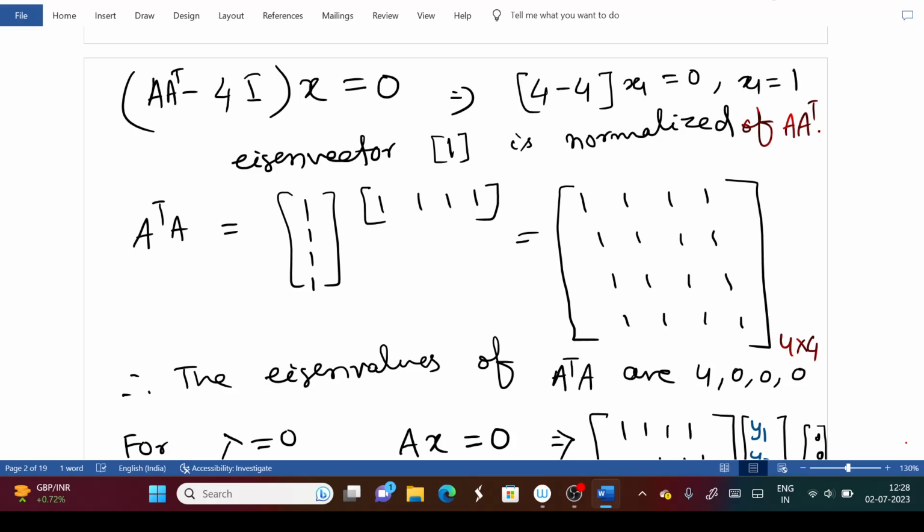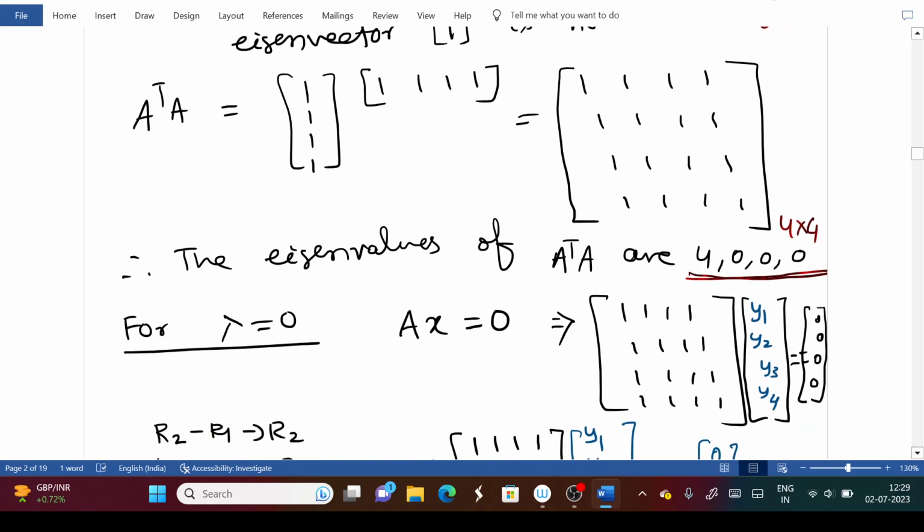Sum of all the diagonal elements, each is 1, that is 1 plus 1 plus 1 plus 1. So it is 4. So here we know that A transpose A and A A transpose share the same non-zero eigenvalues. So the eigenvalues of A transpose A are 4, the only non-zero eigenvalue, and the rest are all 0. So 4, 0, 0, 0. 3 zeros are there. That means the algebraic multiplicity of this 0 is 3.